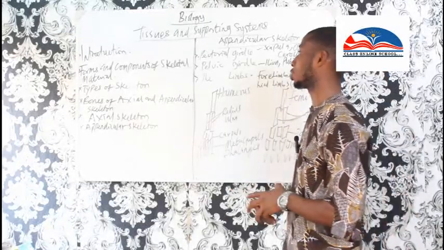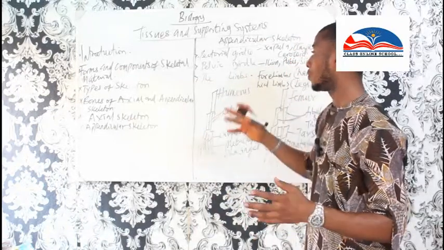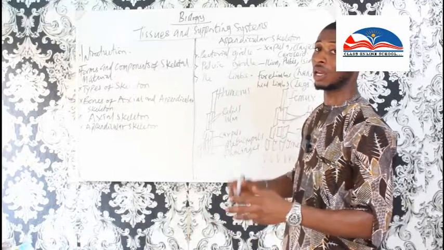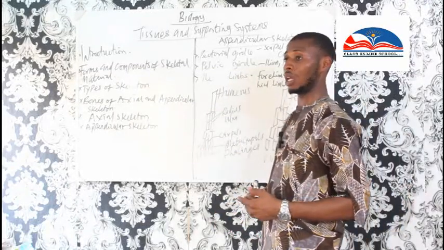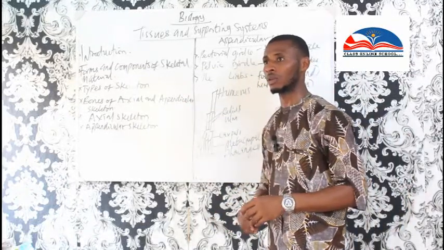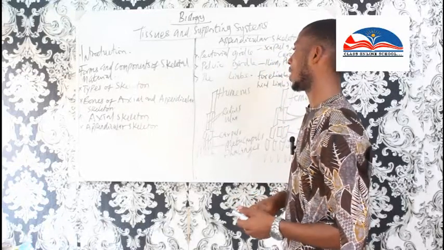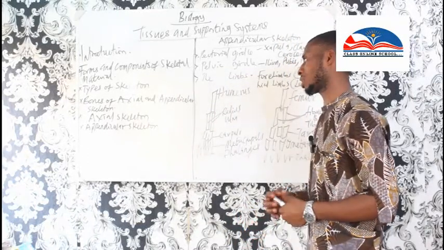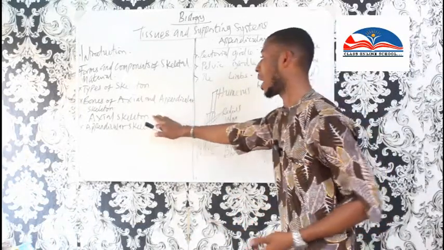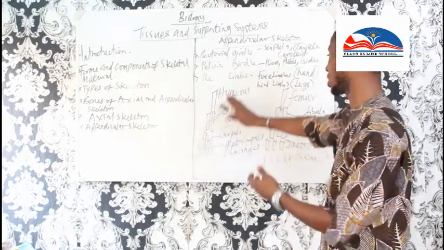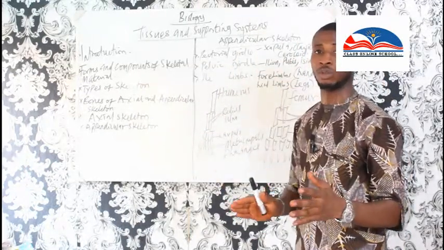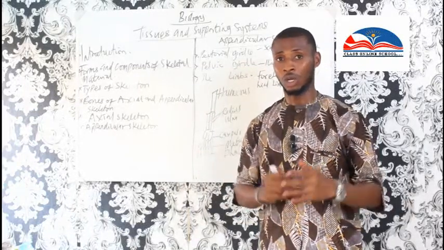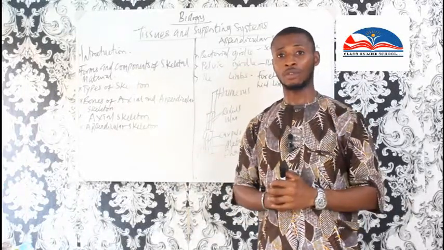Remember, today we started with the introduction of tissue and supporting system, the forms and components of the skeletal material, the types of skeleton. Here we talked about the endo, the exo, and the fluid. Alright, bones of the axial and appendicular skeleton. We talked about the axial, we talked about the appendicular, we explained every type of bone and where it is found.